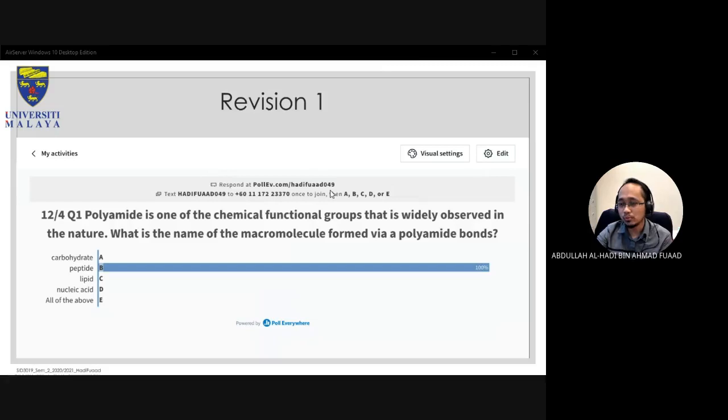For those who recently just joined in, if you can go to any web browser, or if you have downloaded the Poll EV app, you can go to pollev.com and key in Hadi 049 to participate in this tutorial. Because there's no lecture at all, these are just based on practice. I've prepared questions that we will do, and of course the discussion about that particular answer and why that specific answer is the correct answer.